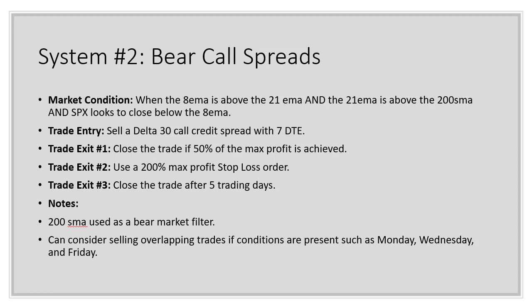But so when you're in bull mode and then the market closes below the 8, you're then going to sell a bear call spread, and we're going to sell a delta 30. It's a little bit more room to run. A delta 30 spread with 7 days to expiration. This is a little bit closer to the Tasty Trade style, right? They still sell farther, but delta 30, 7 days to expiration.